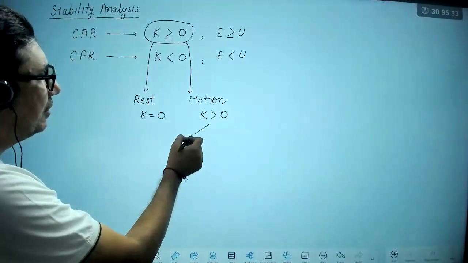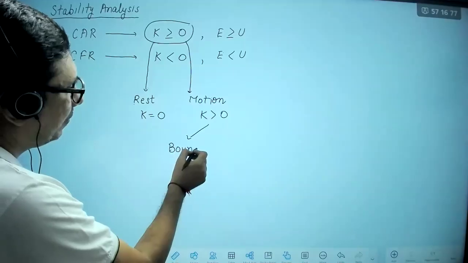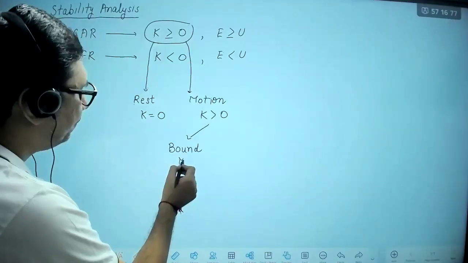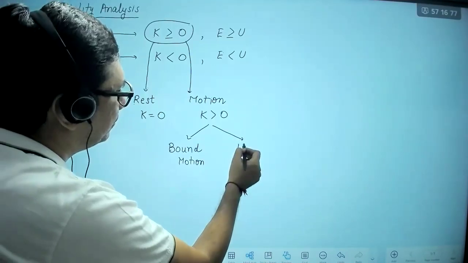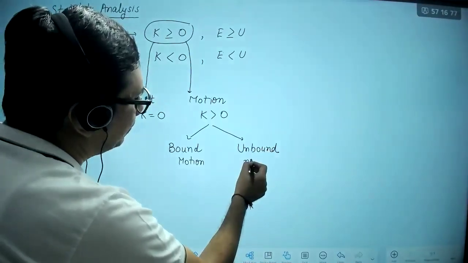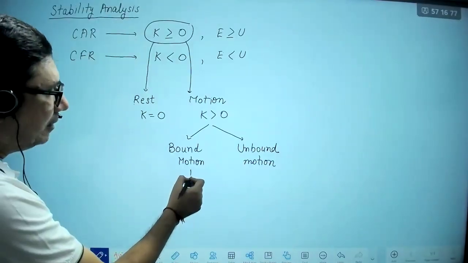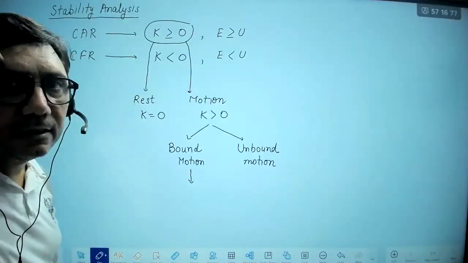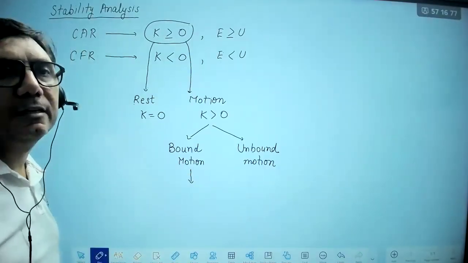Now, two types of motion we are going to study. One is bound motion, and the second is unbound motion. In bound motion, the particle will undergo oscillatory motion, to and fro, about a stable equilibrium point, and this motion will be bounded by two turning points.